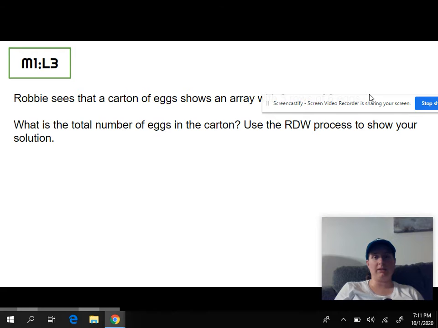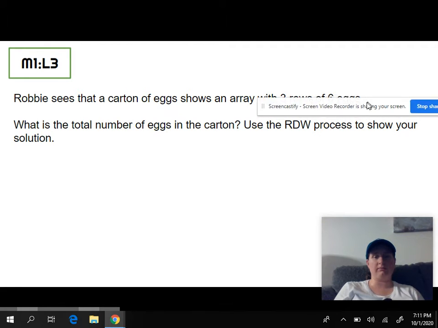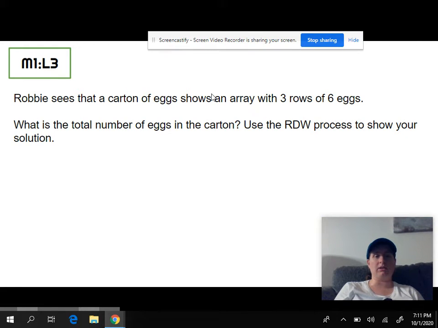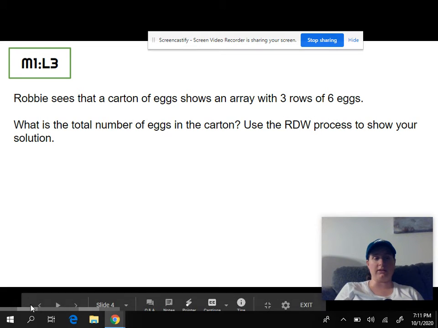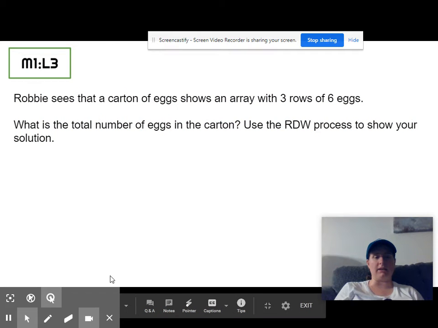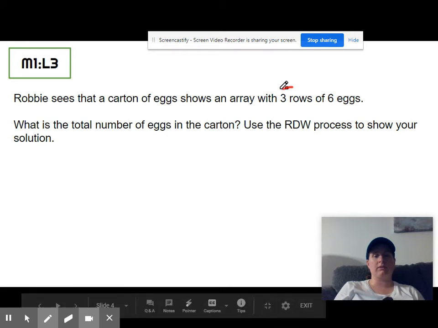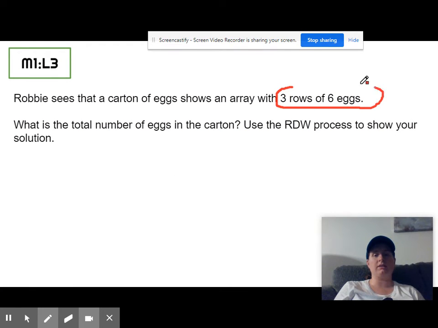So this might look a little familiar, but I changed it up a little bit. Robbie sees that a carton of eggs shows an array with 3 rows of 6 eggs. What is the total number of eggs in the carton? Use the RDW process to show your solution. So 3 rows of 6 eggs is really important. And here's our question. What is the total number of eggs in the carton, right?